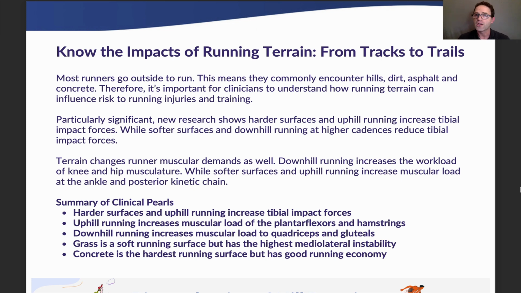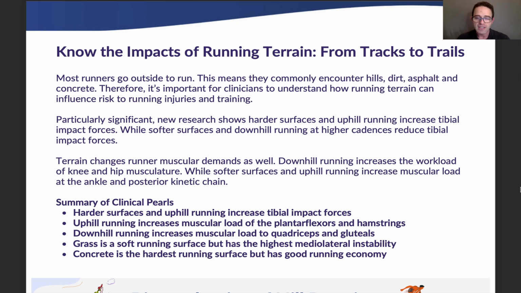Some folks run with a much higher cadence, which is going to mean they have a lower flight time. They're going to have a quicker step rate. That's going to make it so they don't have as long of a stride length. That's going to help them decrease the impact forces. But when they did this research, they generally found that people running downhill actually had lower tibial impact forces than running uphill.